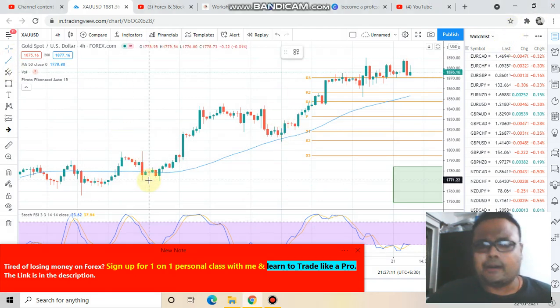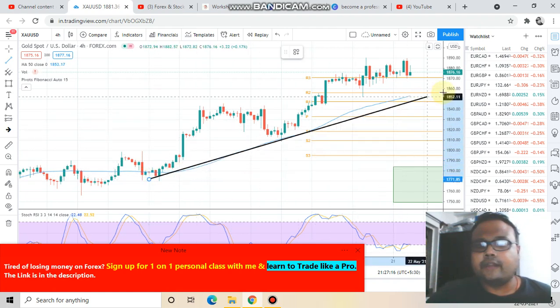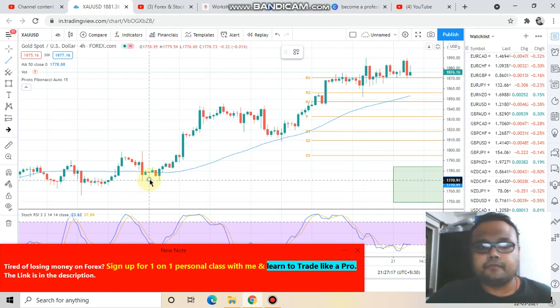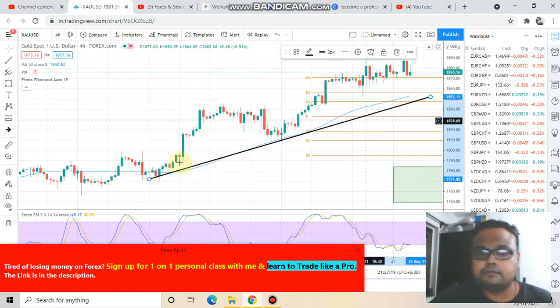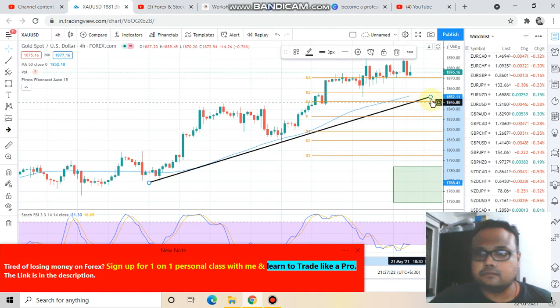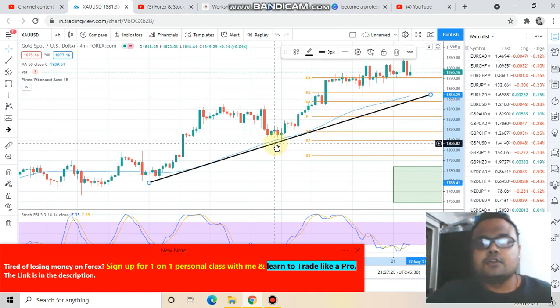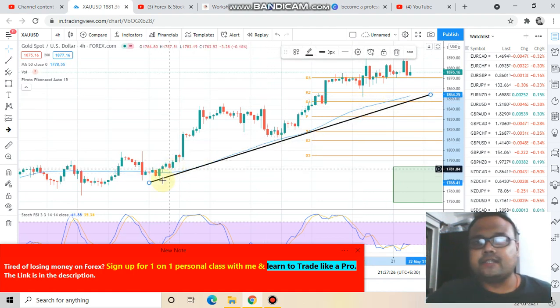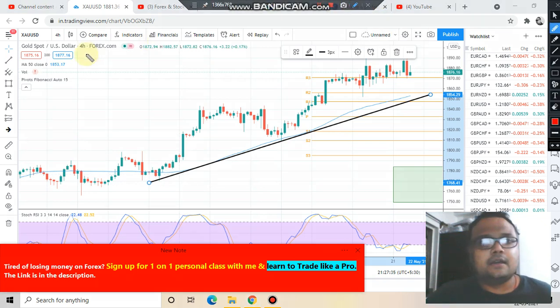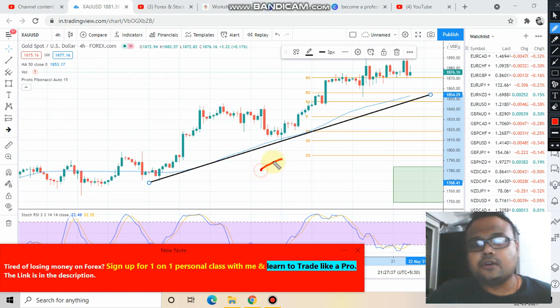And apart from the 50 moving average, we can also draw a trend line here. So we can see that apart from this 50 moving average, the trend line is also running parallel, and this is also providing support to the market. So just like Euro USD and GBP USD, gold USD has also got twin support.